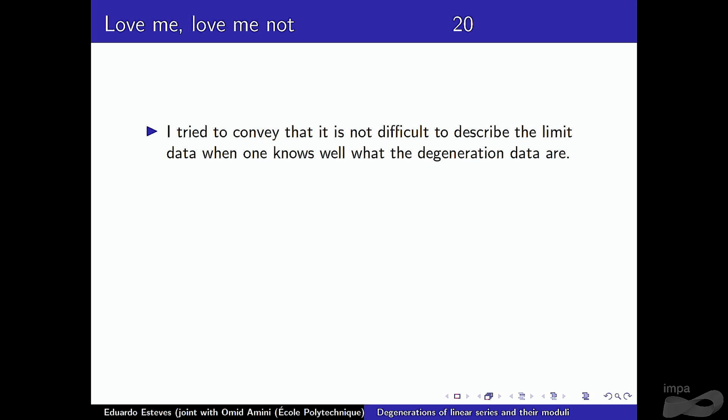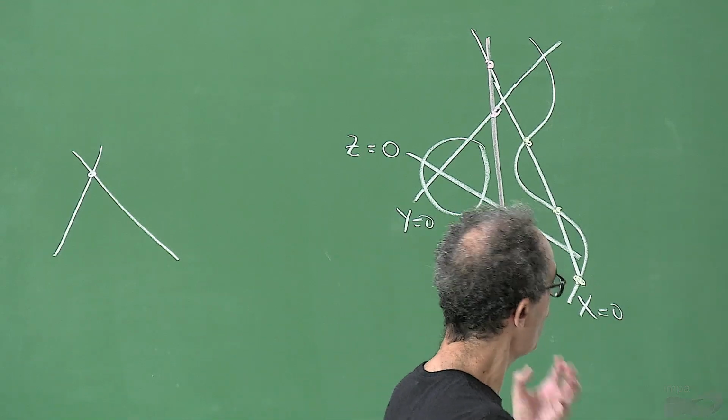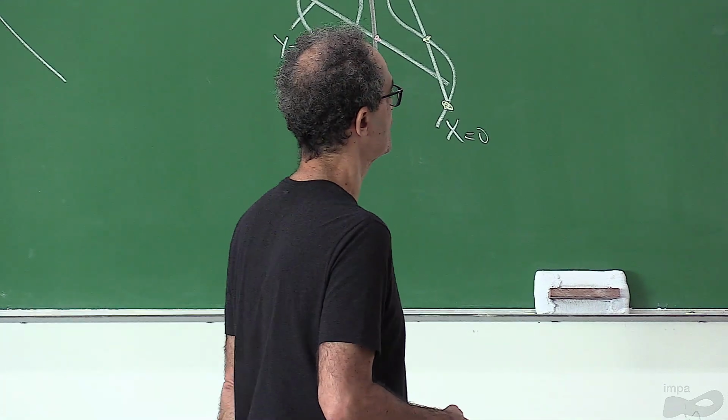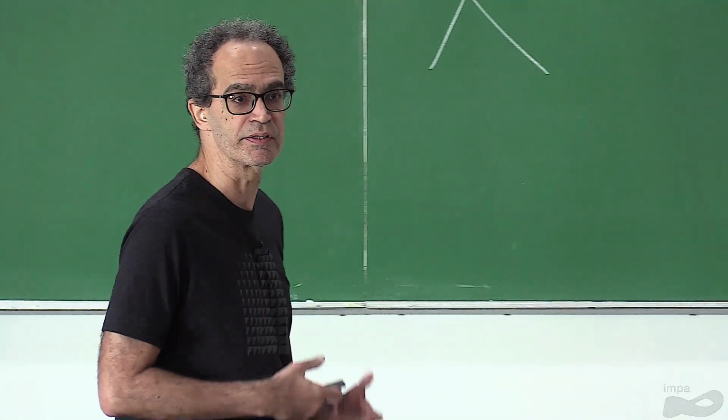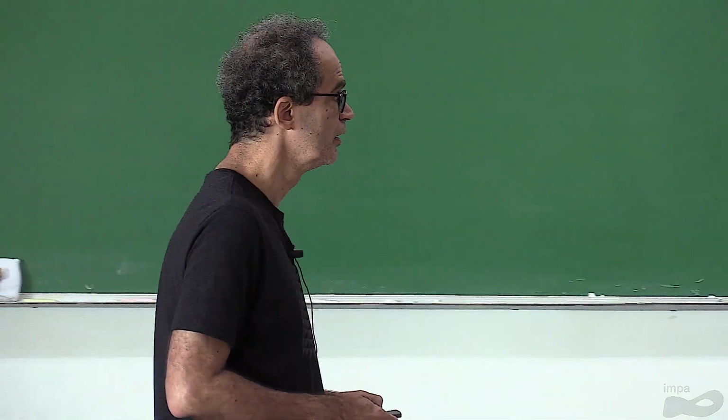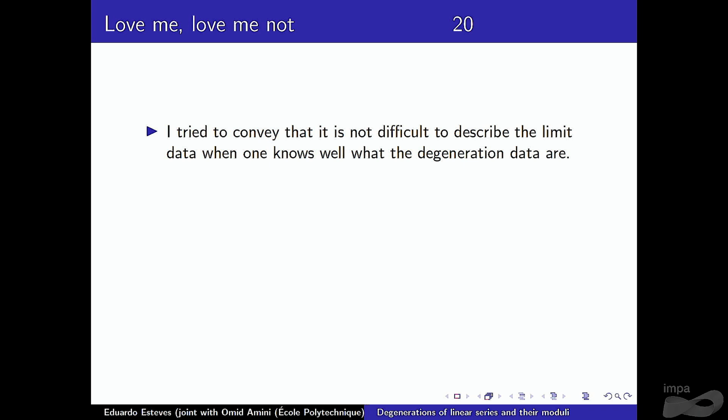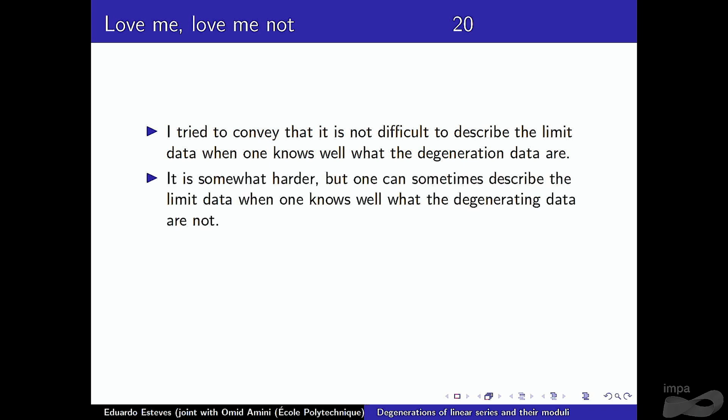So here, basically, I was trying to convey the idea, and I will go back to this example here, that if you know well what the degeneration data are, then you can actually describe what these limits are, and you can characterize them and know them well. But it's also possible sometimes to know what the limit data is if you know well what the degenerating data is not. Right? So this is a joke, actually.